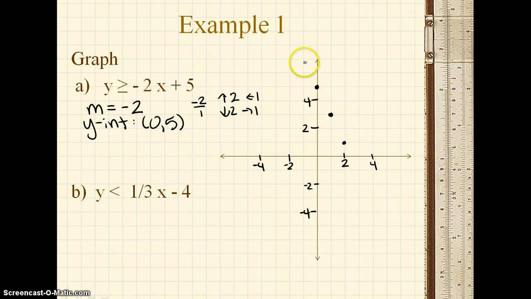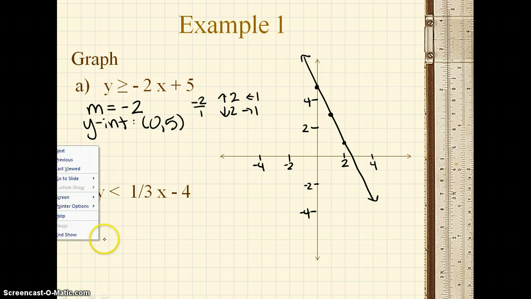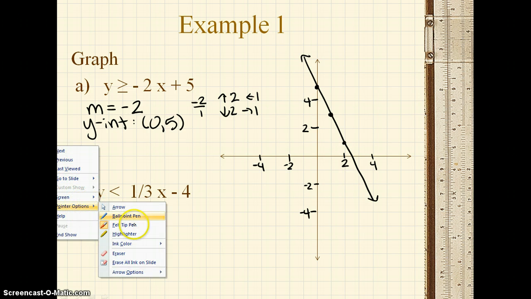Connect the dots, and you're done with that graph. You know it works, that it's definitely a decreasing graph, so a decreasing graph with the negative slope would make that correct. The next step to doing this is to make sure to look at the inequality.